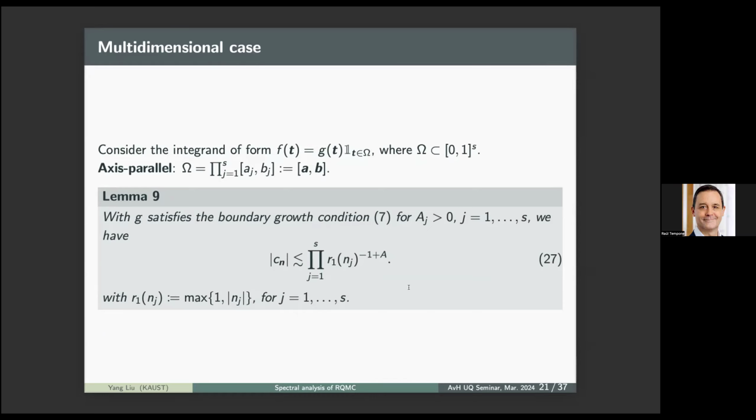Again, Yang, how is the connection between a and aj? Okay, this a should be the maximum of all these aj. Yes, thank you.